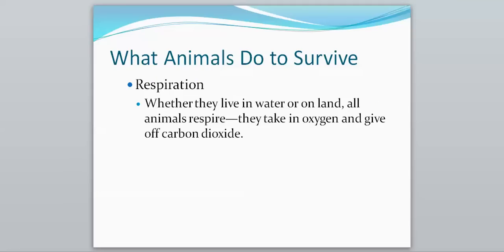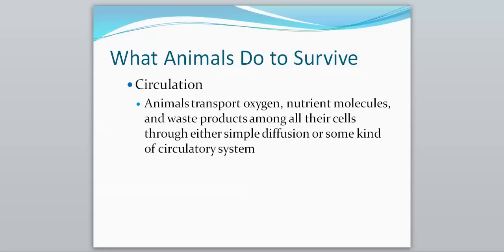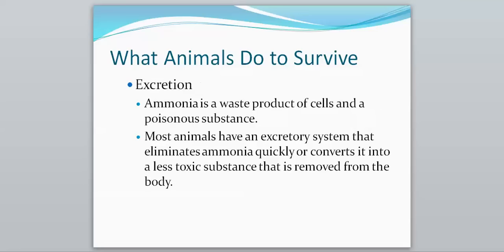Our next one is respiration, saying whether they live in water or on land, all animals respire, and that simply means they take in oxygen and give off carbon dioxide or CO2. So all animals have to take in oxygen and give off CO2. Circulation is going to be described by the fact that animals will transport oxygen, nutrient molecules, and waste products among all their cells through either simple diffusion or some kind of circulatory system. So they have to get oxygen in, they have to transport nutrients, and they have to get waste out in some way, shape, or form.